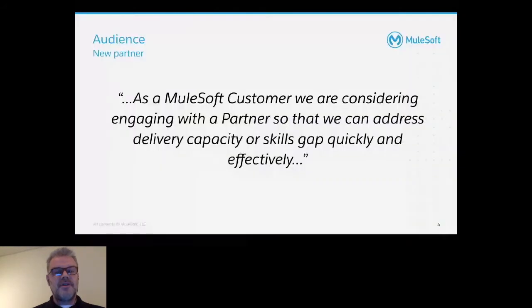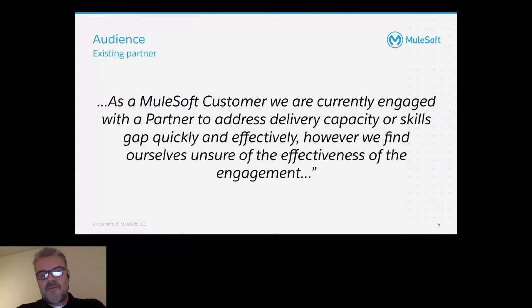So starting with the audience, when we talk to customers that are at the point of selecting a new partner, we basically see that they say, well, as a MuleSoft customer, we are considering engaging with a partner so that we can address delivery capacity or skills gaps quickly and effectively. But we also have customers that already have selected a partner, and they say, well, as your customer, we are currently engaged with a partner to address delivery capacity and skills gap quickly and effectively. However, we find ourselves unsure of the effectiveness of the engagement.